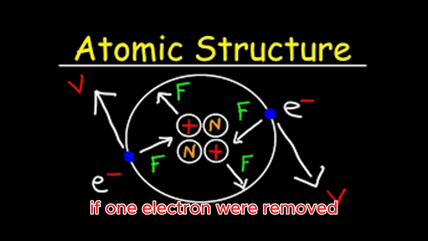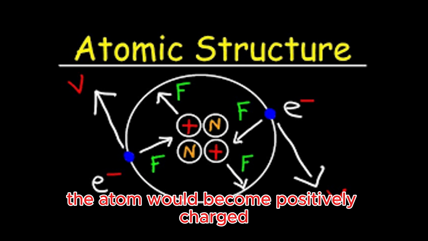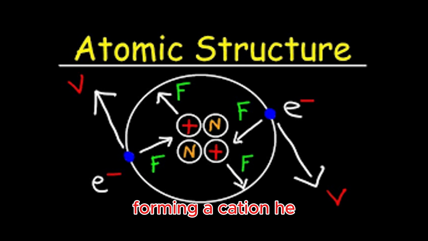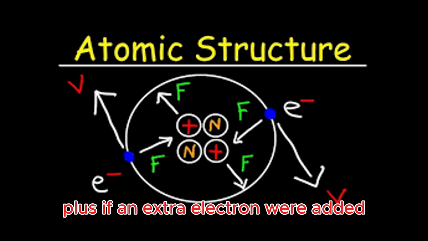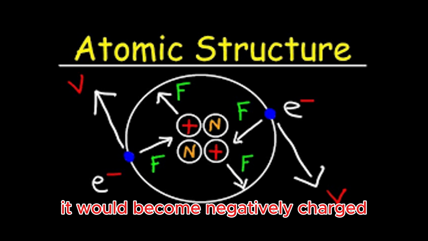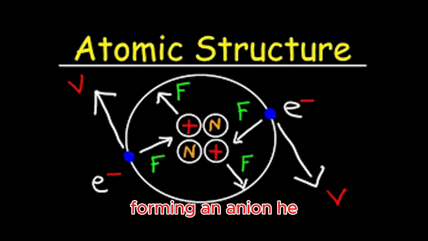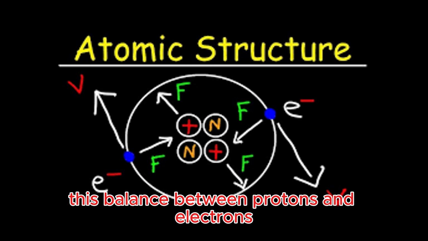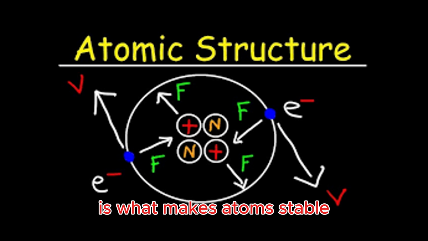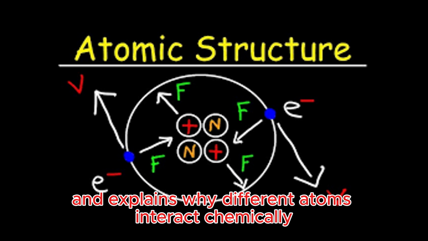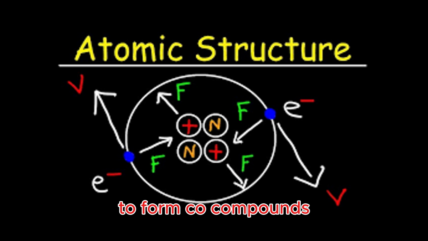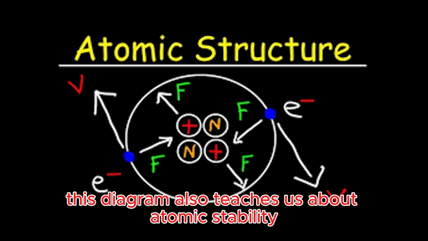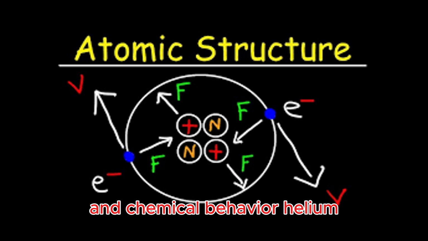If 1 electron were removed, the atom would become positively charged, forming a cation, He+. If an extra electron were added, it would become negatively charged, forming an anion, He-. This balance between protons and electrons is what makes atoms stable and explains why different atoms interact chemically to form compounds. This diagram also teaches us about atomic stability and chemical behavior.